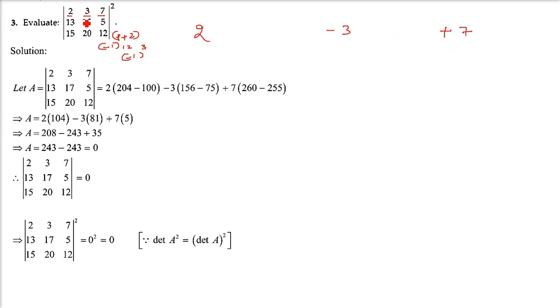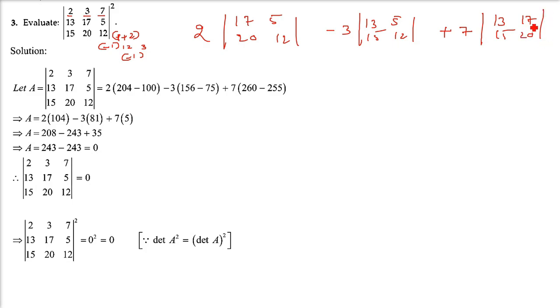Now wherever this 2 is lying, which row and which column, you have to leave it. So you'll get 17, 5 and 20, 12. Minus 3, so you leave this row and column, you get 13, 15 and 5 and 12. In this 7, you are going to write, so leave this row and column, 2, 3, 7 and 5, 7, 5, 12. You get 13, 17 and 15, 20.